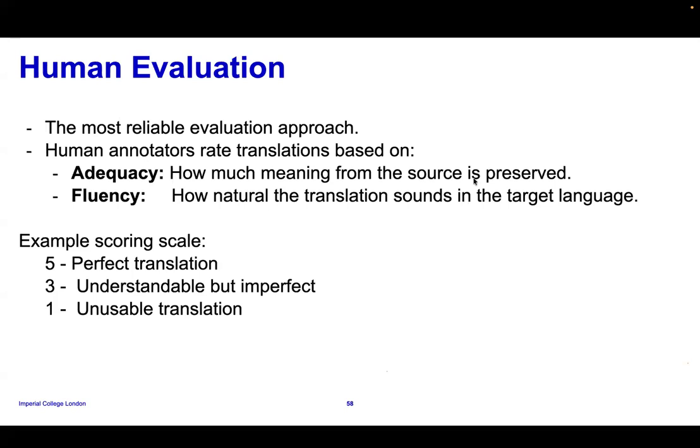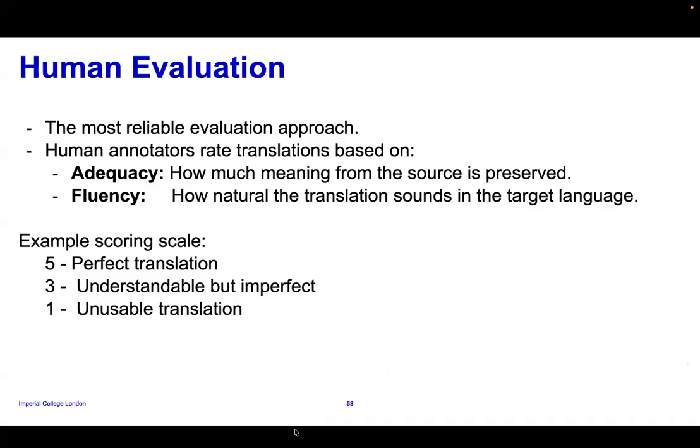Adequacy is how much meaning from the source is preserved. Is the meaning of the translation preserved from English to Hausa? Fluency is how natural the translation sounds in the target language. Does it sound natural, like a human being, or does it sound like a robot? So you ask people to gauge this. For example, you can give them a scale from 1 to 5 for how adequate the translation is. If the meaning is preserved really well, excellent, you give it a 5. If it isn't, you give it 1, meaning that it changed the meaning.